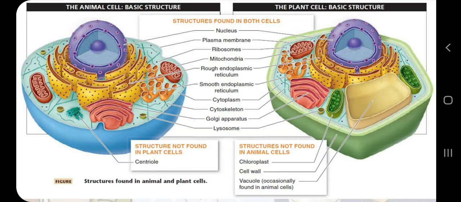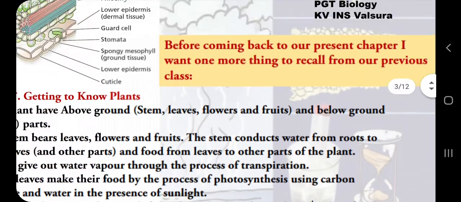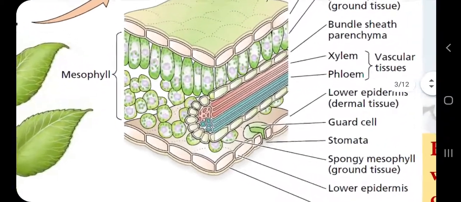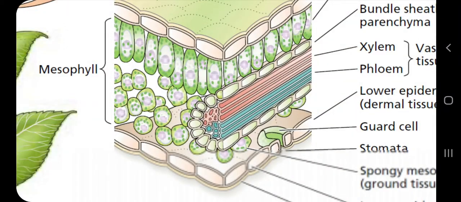What is the difference? This plant cell has this cell organelle which is called chloroplast, and animal cells do not have any chloroplast. This chloroplast is the chamber within plant cells which has chlorophyll. Now we can say that the leaves of plants are made up of cells, and those cells have chloroplasts, and those chloroplasts have the pigment chlorophyll, and that is why leaves appear green and they are able to perform photosynthesis.